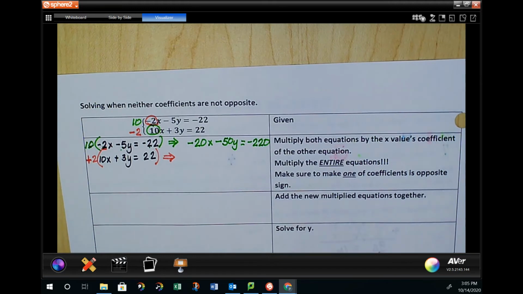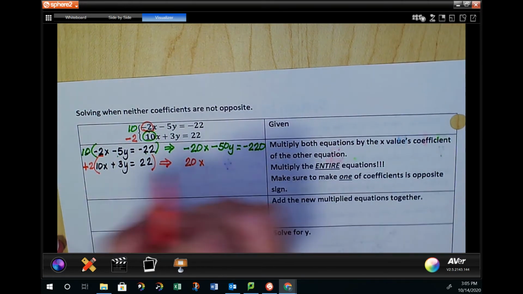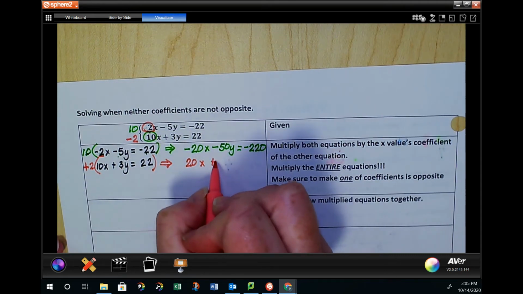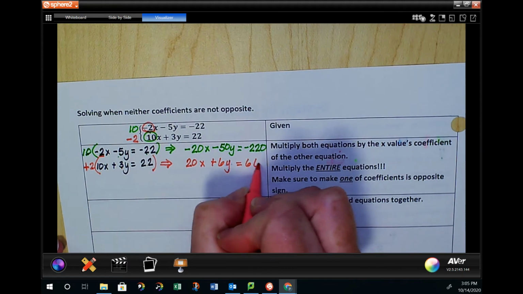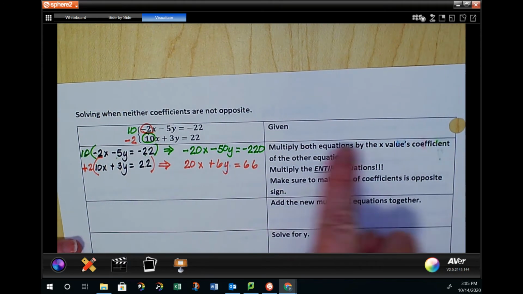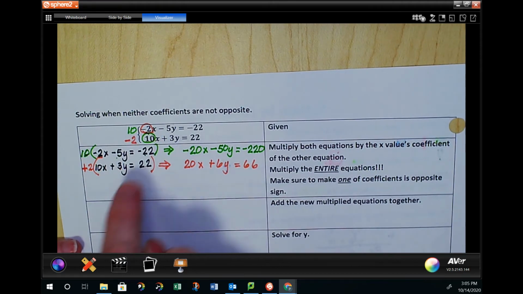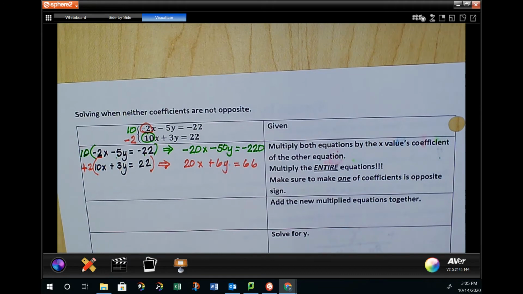And then you go through and multiply this equation. So 2 times 10 is 20x. 2 times 3 is 6y. And 2 times 22 is 66. So that's this first part right here. You had to multiply both equations, and then we multiplied the entire equation again. That's one of those things that we forget.